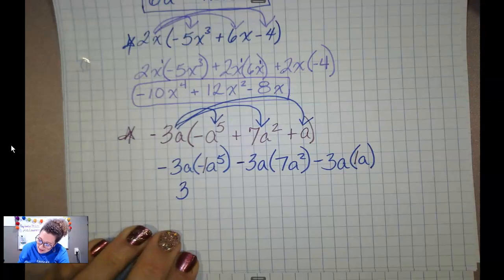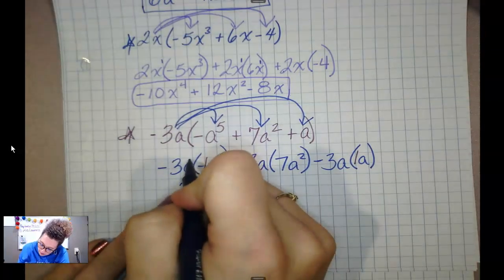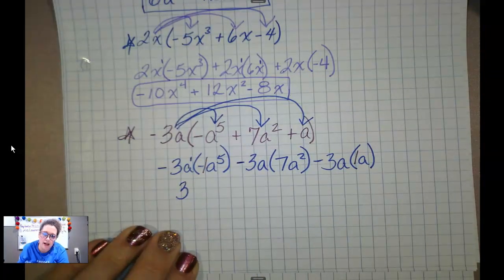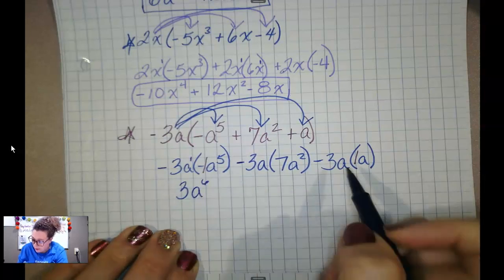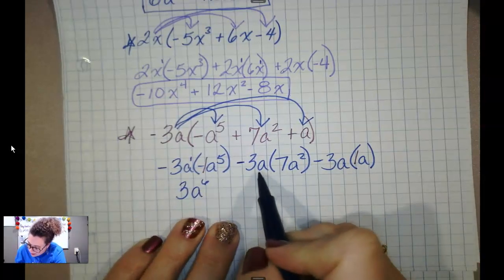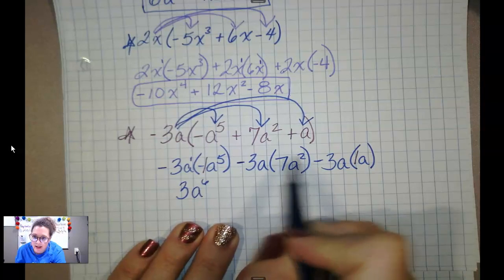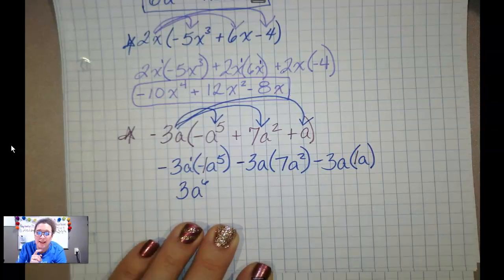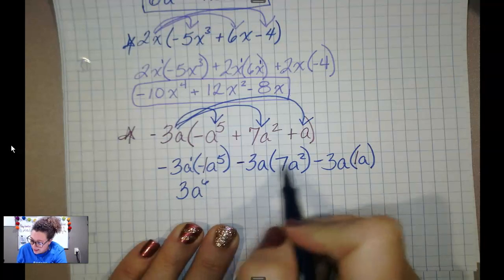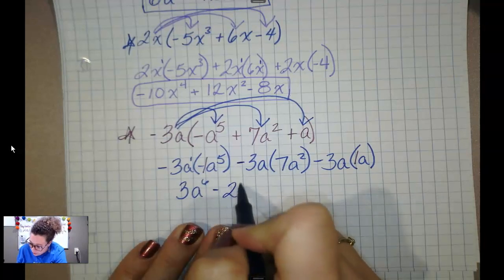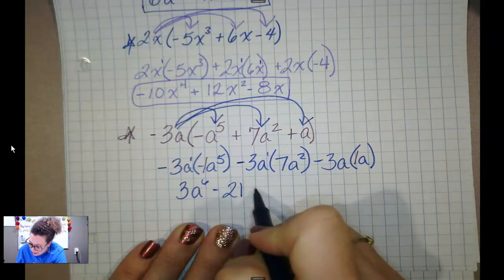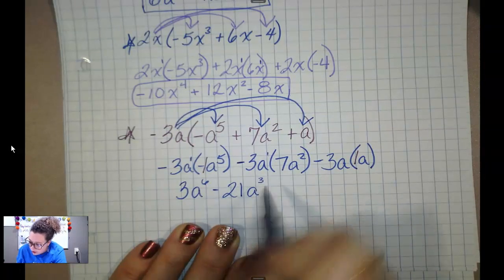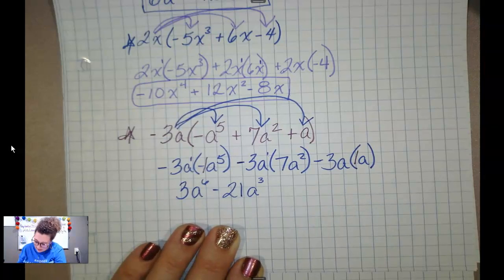And then a to the 1st power, remember there's another invisible 1 right there. A to the 1st power times a to the 5th power, 1 plus 5. We have to add those exponents. It's going to be a to the 6th power. Moving right along, we have negative 3a times 7a squared. We're going to keep this negative 3 times 7, which is negative 21. And then a to the 1st power times a to the 2nd power is going to be a to the 3rd power, because we have to add the exponents.